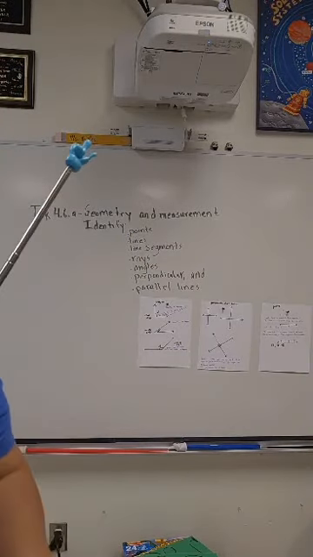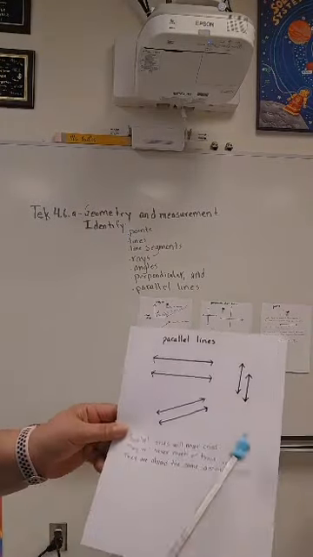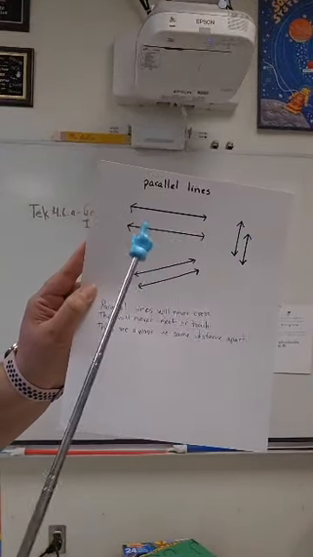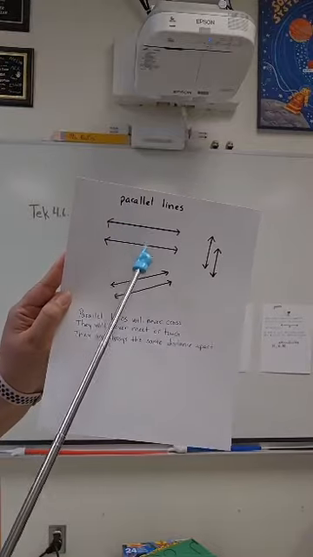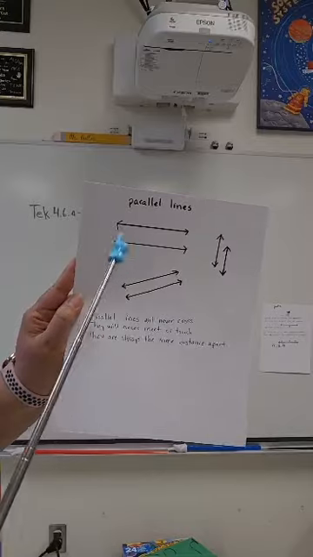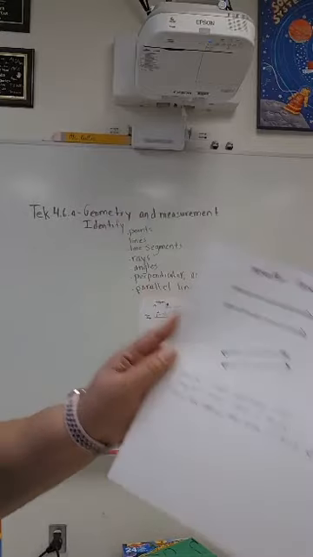The next one is going to be parallel lines. These are all examples of parallel lines. The parallel lines will never cross, they will never meet or touch, and they are always the same distance apart.